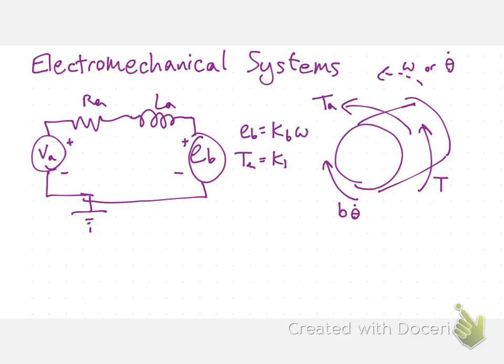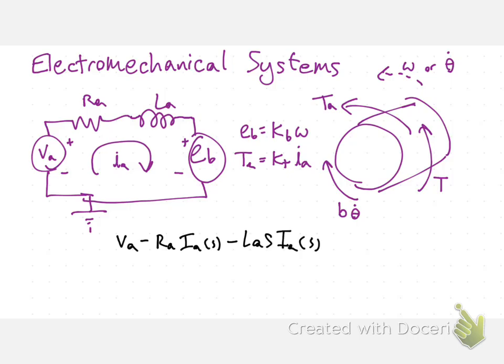And we can combine these two systems through two variables, our back EMF constant, K_B, and our torque constant, K_T. Those will always be given to you. They're just constants that represent the relationship between our circuit and our motor.